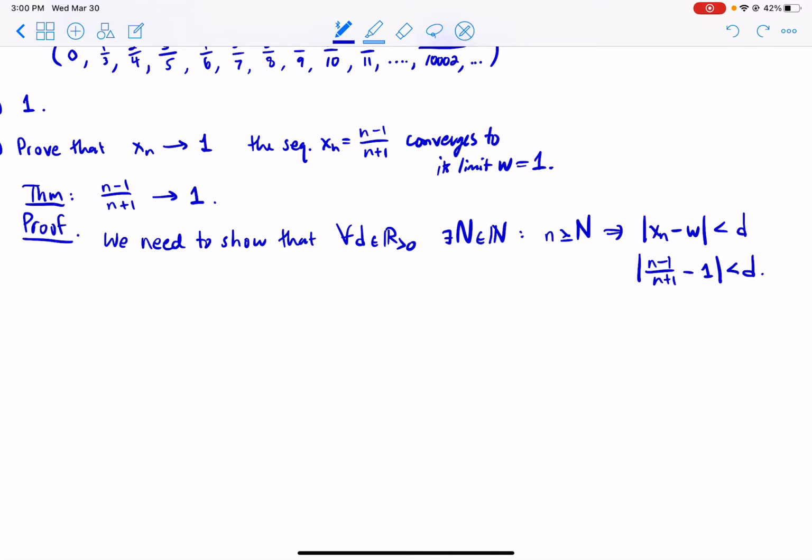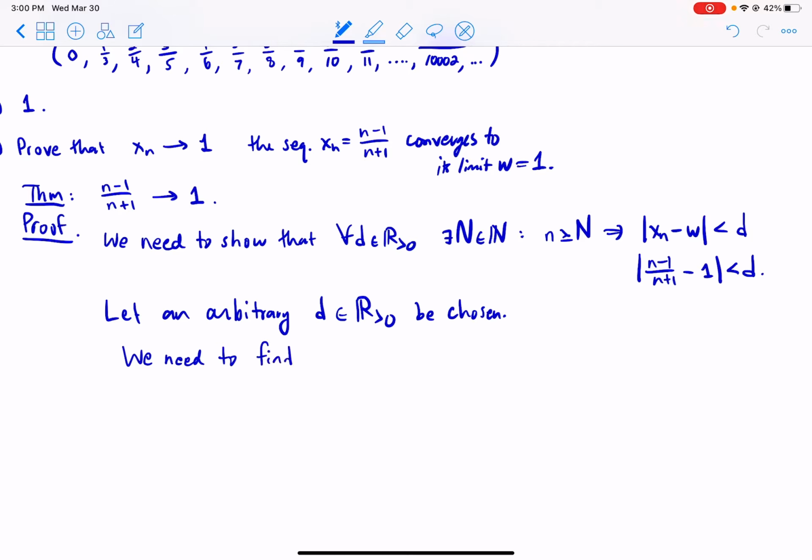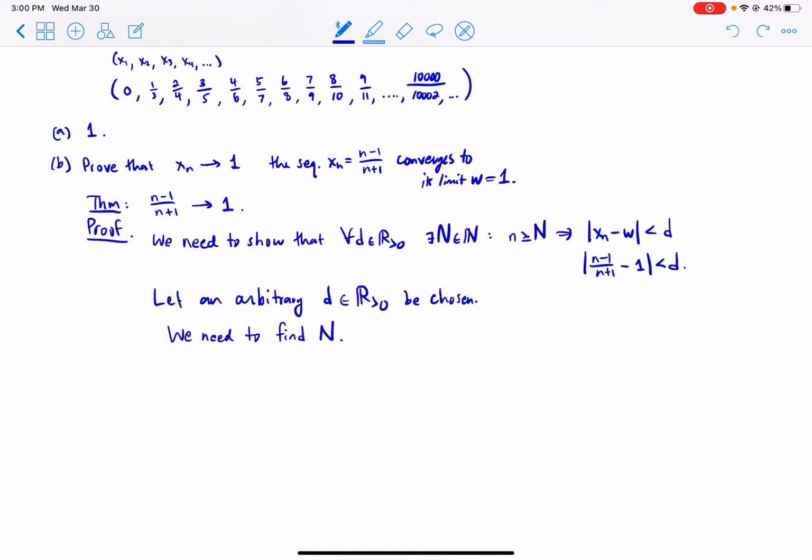So how are we going to do this? Well, we need to show it for all d, so let an arbitrary d be chosen. Now we need to find capital N. How are we going to find capital N? Well, we want capital N so that this thing is true.